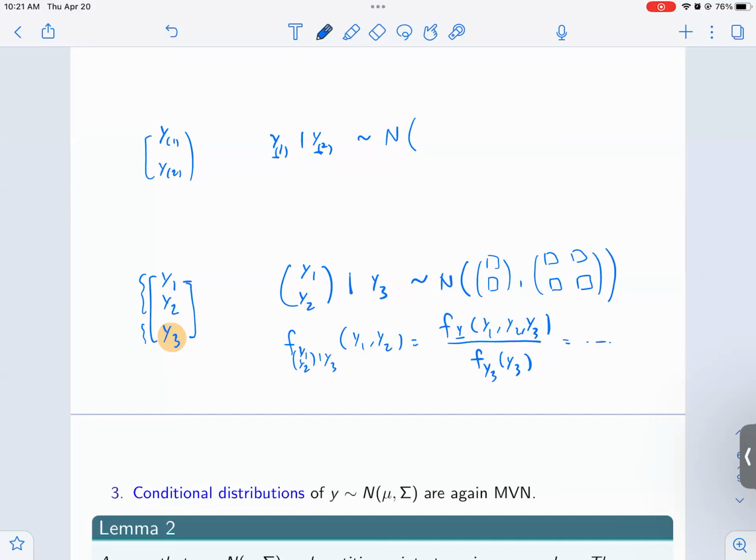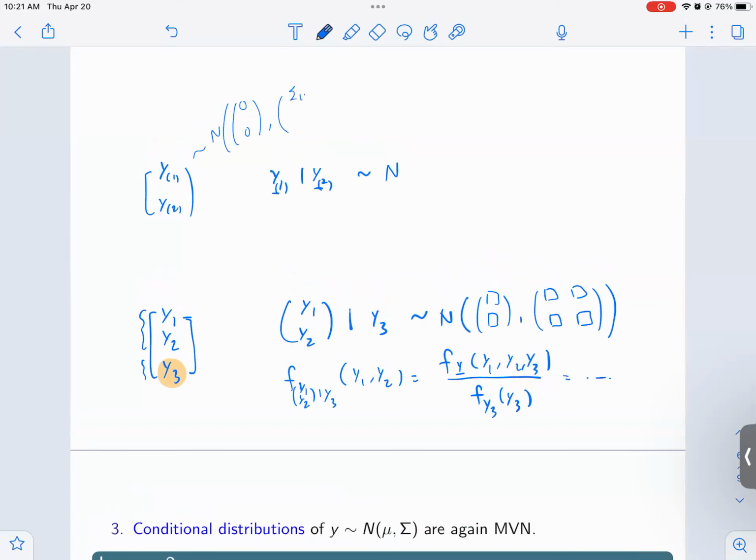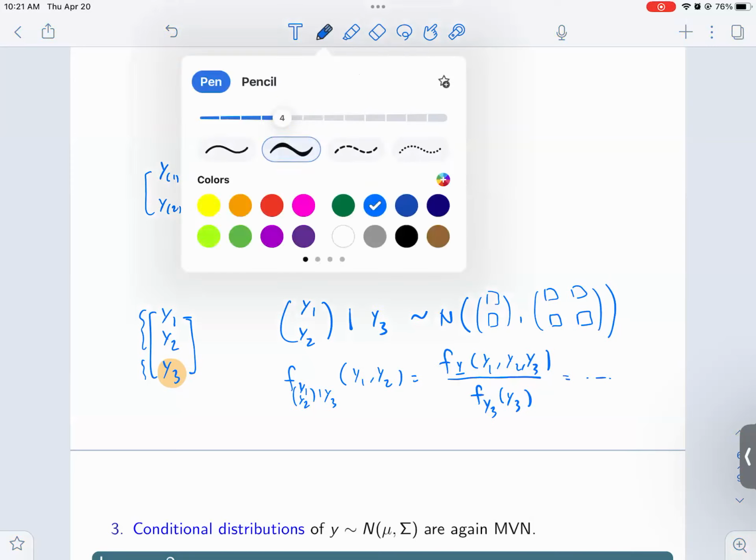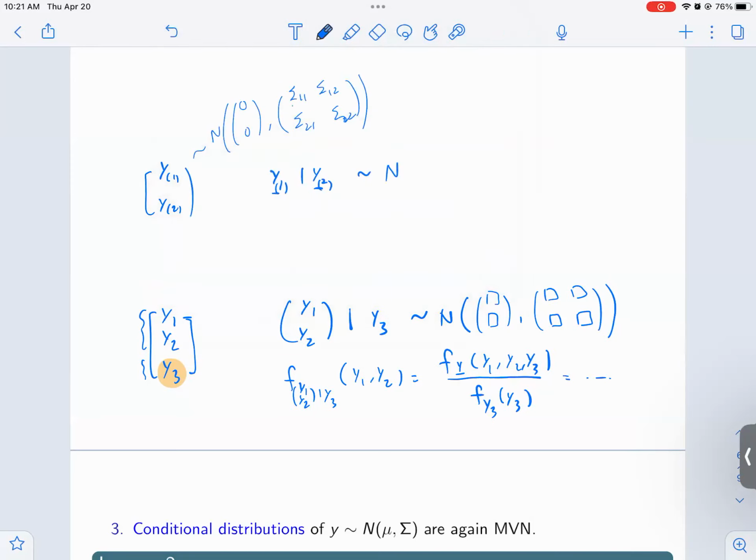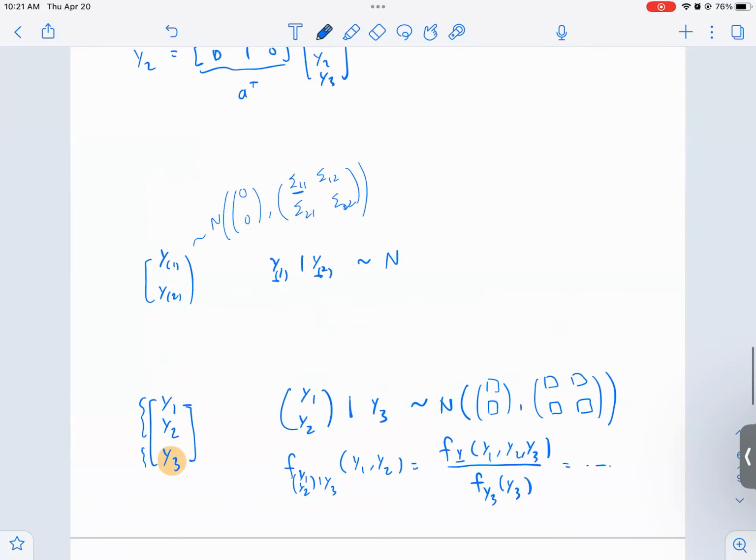let's see if I can explain it. Suppose the mean is not there, so suppose these are zero mean. And then there's a covariance matrix, which I'm going to write as sigma 1,1, sigma 1,2, sigma 2,1, sigma 2,2. The point here is this is not the 1,1 element. It's just the block element.